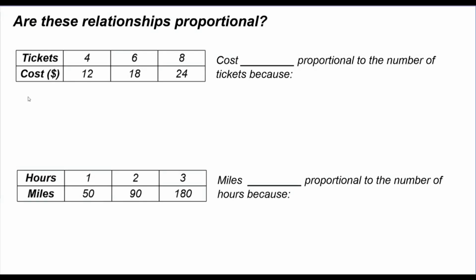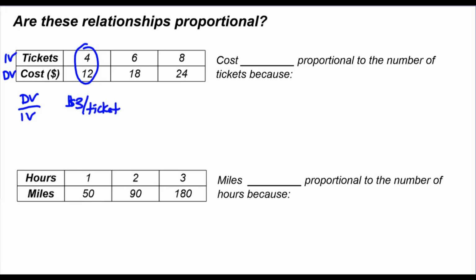Our unit rate is going to be the dependent variable divided by the independent variable. And here the number of tickets determines the amount that they cost. So again, our cost is the dependent variable and our tickets are the independent variable because the cost depends on how many tickets I buy. So for this first relationship, $12 for 4 tickets, 12 divided by 4, that's $3 per ticket.